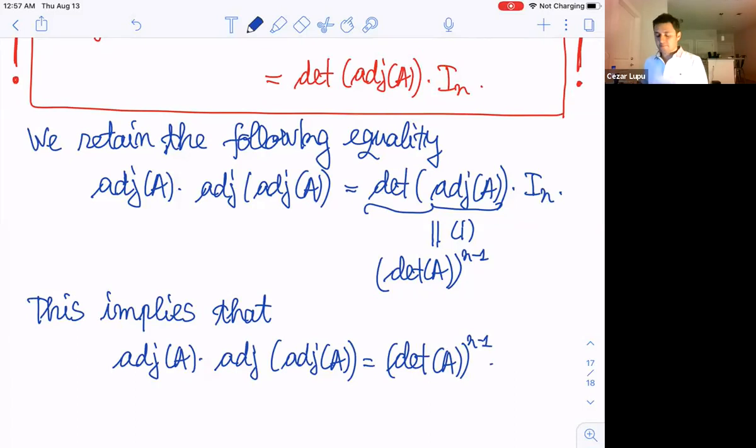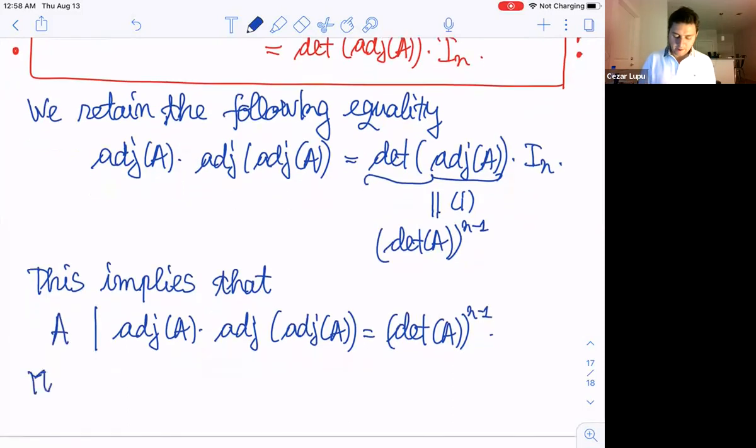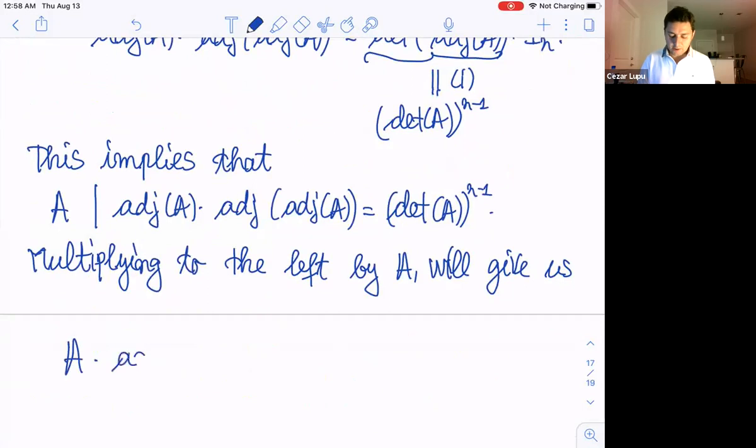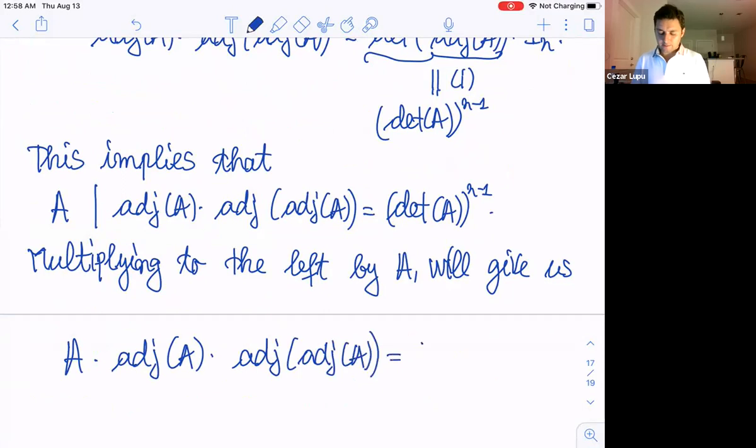And now we need to do something: maybe I should multiply on the left by A. Multiplying by A will give us the following: A times the adjugate of A times the adjugate of the adjugate of A, which is just A times the determinant of A to the power n minus 1. Anyway, it doesn't matter, the determinant is just a scalar.